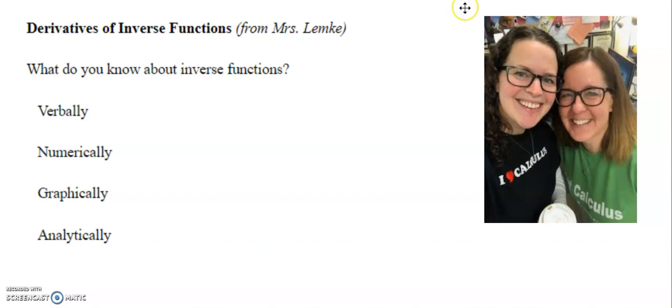Today our focus is going to be on how we take the derivative of inverse functions. Inverse functions is going to be the focus of our study. So I want you to take a minute for yourself and pause the video. See if you can write down what you know about inverse functions, verbally, numerically, graphically, analytically, through the 4 different lenses. Pause, write down some information for yourself from your head. Pause now.